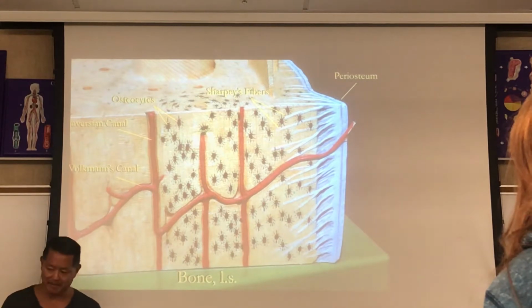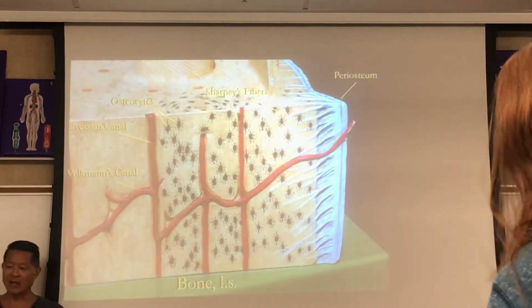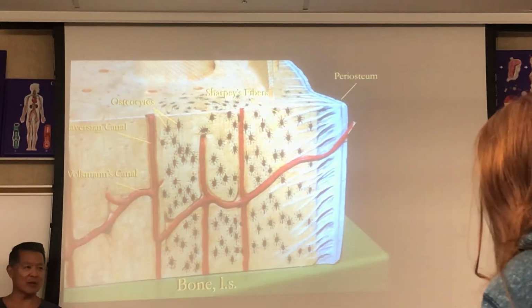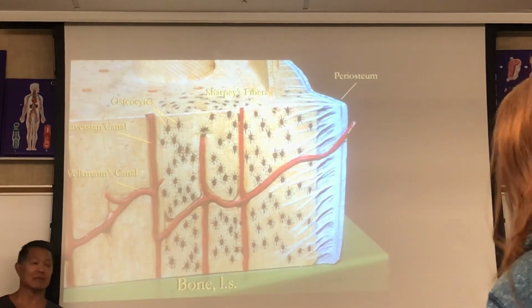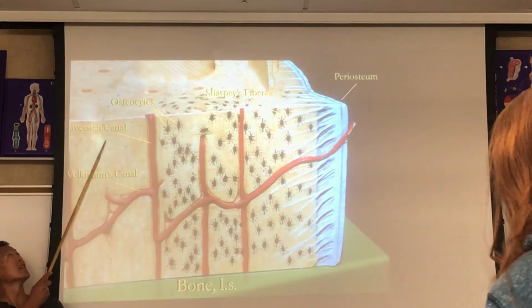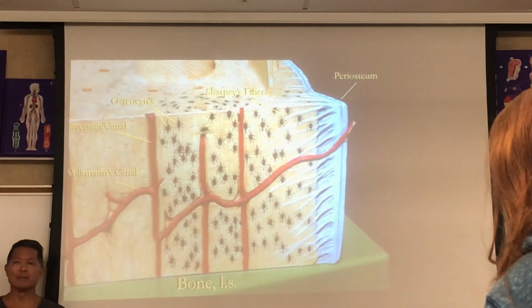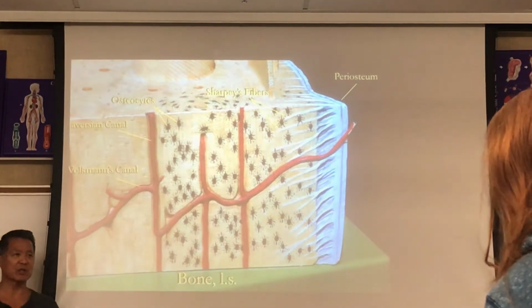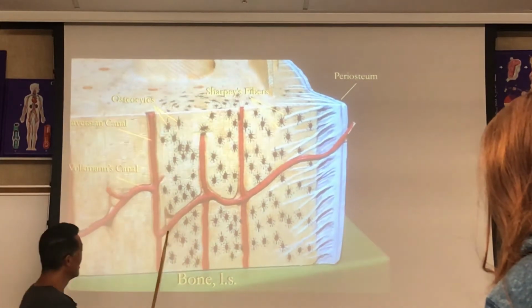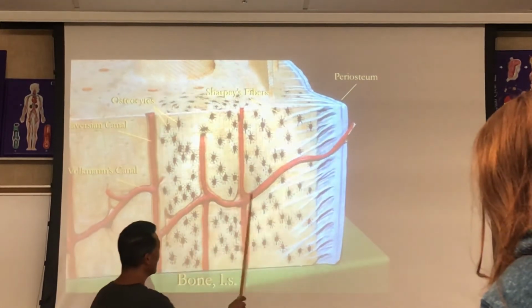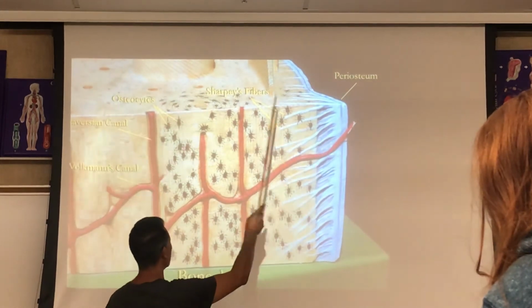Do I need to repeat that? Every red line that you see here that's straight vertical is in a central canal. Every red line here that you see on this screen that's not vertical is in a perforating canal.